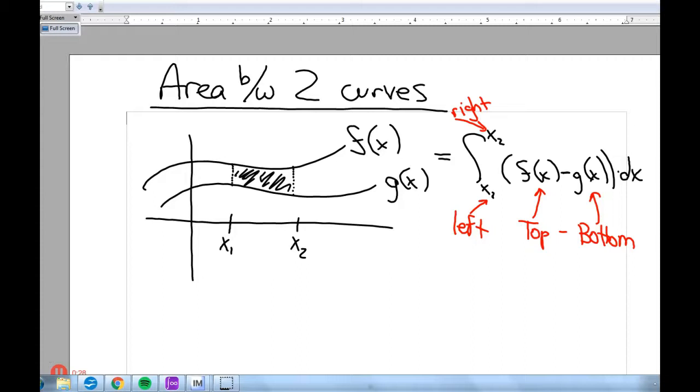So if you kind of picture what's happening there, if I integrate f of x, it's going to find all of this area. And if I integrate g of x, it would find this area. So if I subtract, I'm left with the part in between. Right? That makes sense?